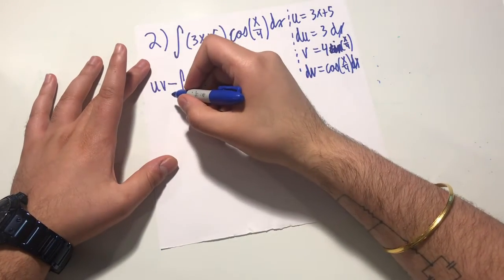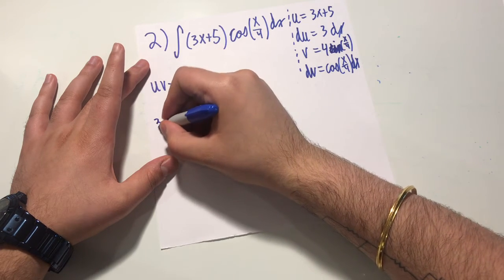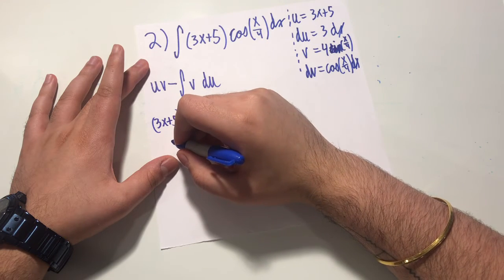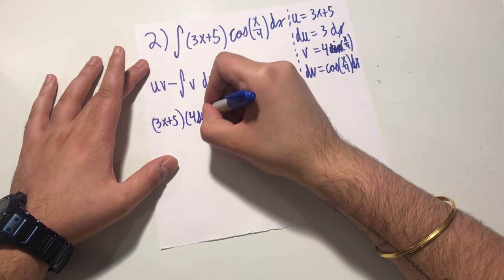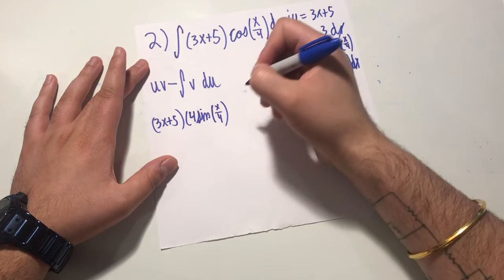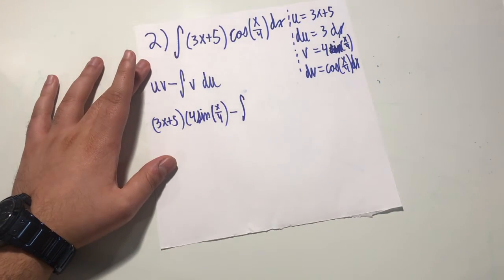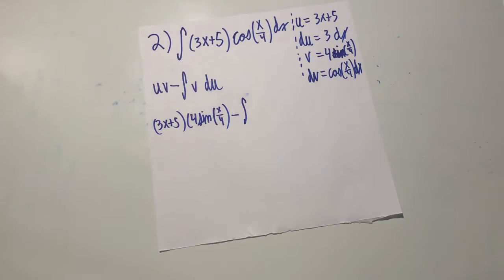Okay, so we know our formula is going to be uv minus the integral of v du, and I'm just going to start substituting, right? So u is 3x plus 5, so that's going to be 3x plus 5, multiplied by v, which is 4 sine x over 4. And that's going to be subtracted by the integral of whatever's in here, which is going to be, what is v? V is 4 sine x over 4.